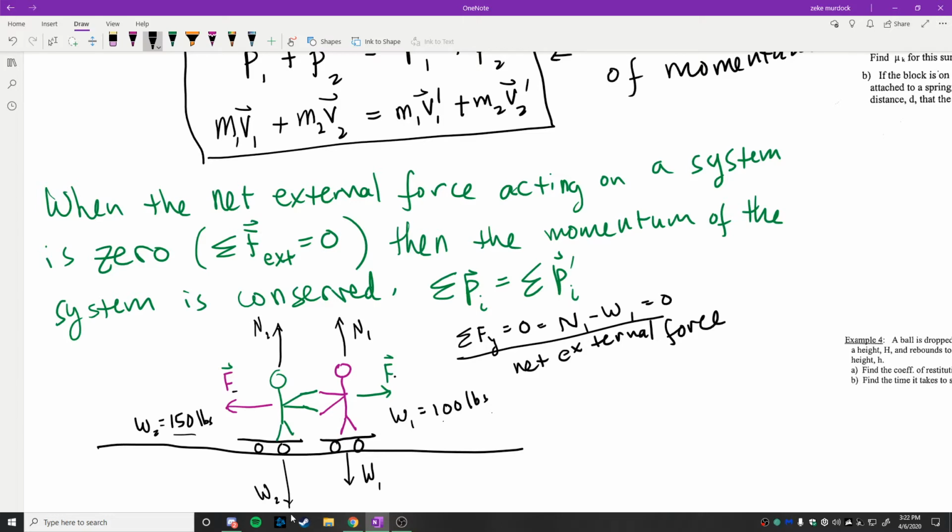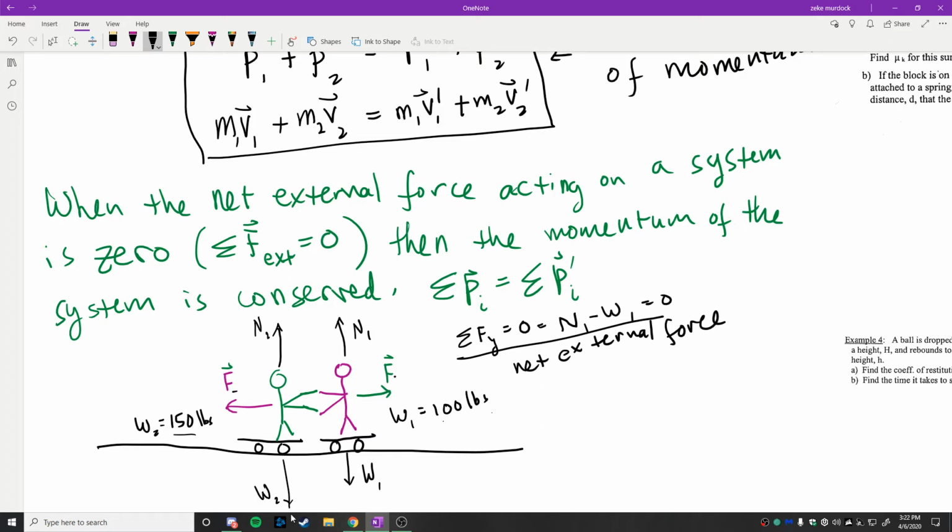Yeah, same force. The person that has less mass or less weight is going to be faster, right? But they will have equal momenta. Their momenta will be equal, right? One guy's going to go faster but has a smaller weight. The other person's going to go slower but has a bigger weight, right? So they're going to have equivalent momenta after the collision if they started off at rest, for example.